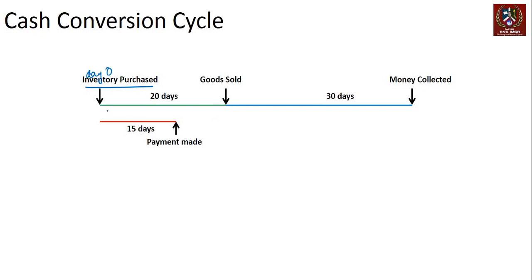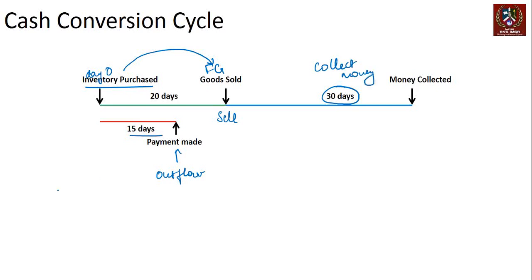They don't pay immediately. They pay only after 15 days. So this is when there is an outflow of money, right? They take 20 days to convert inventory into finished goods, and then sell the finished goods as well, right? So they take 20 days to do that. And once they sell the goods here, they take another 30 days to collect the money, right?